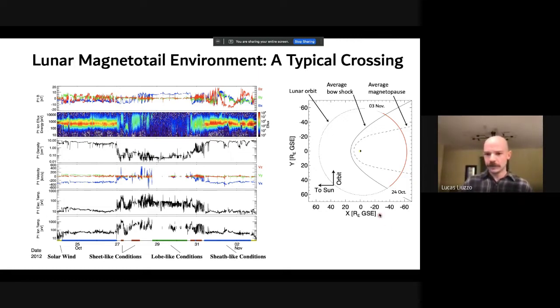So just to introduce you to the coordinate system that I'm using here, this plot is in GSE coordinates. X is pointed toward the sun, Y is anti-aligned with the orbital position, and Z completes the set, essentially pointing northward.